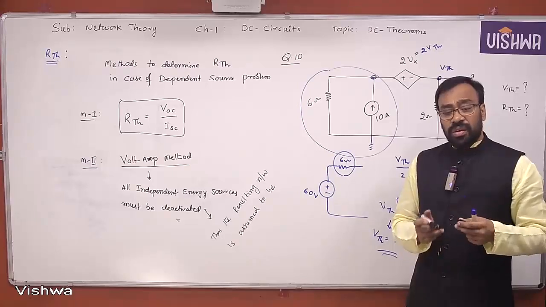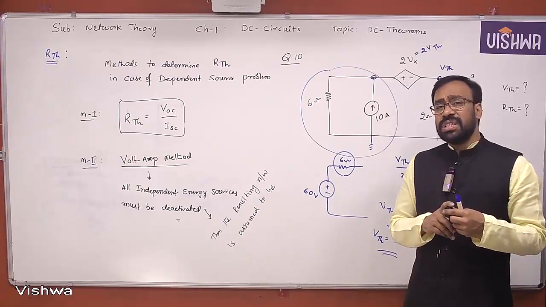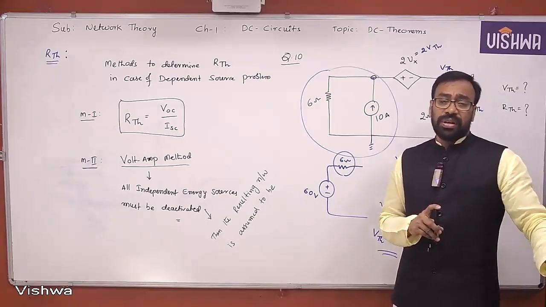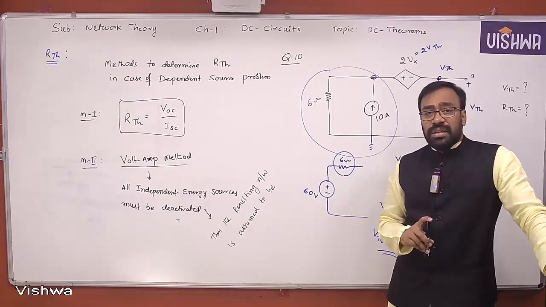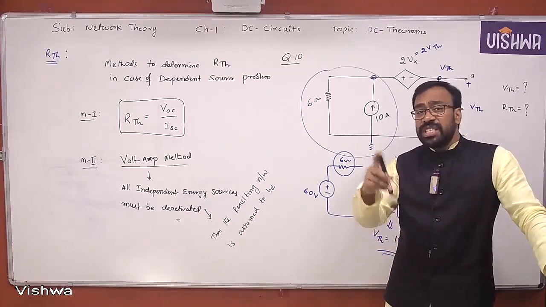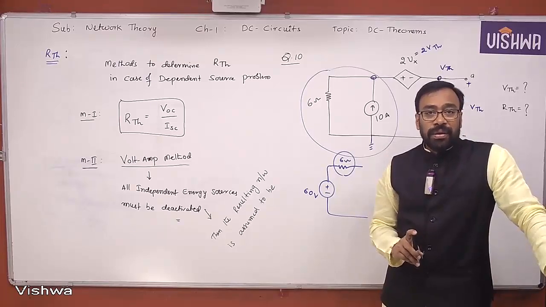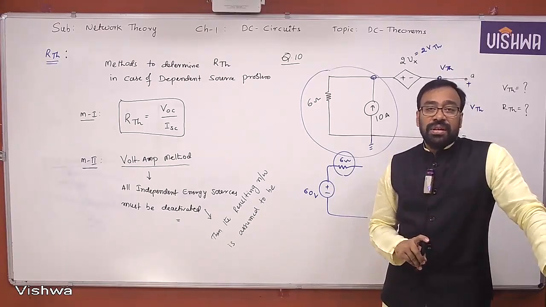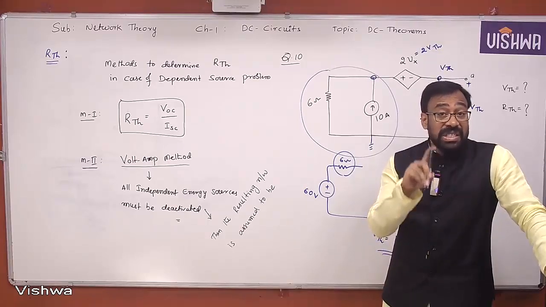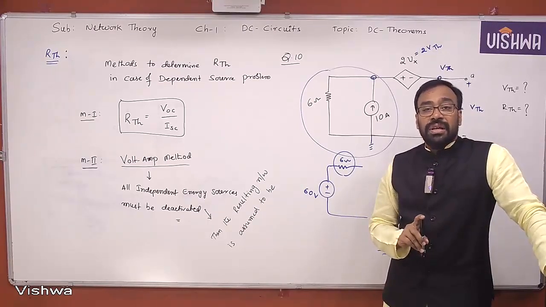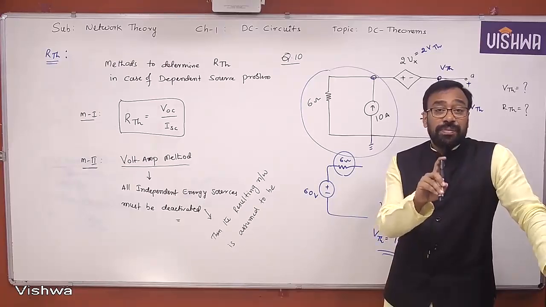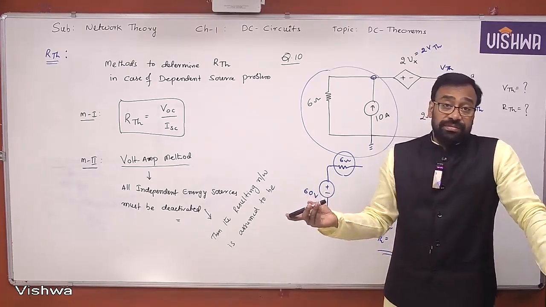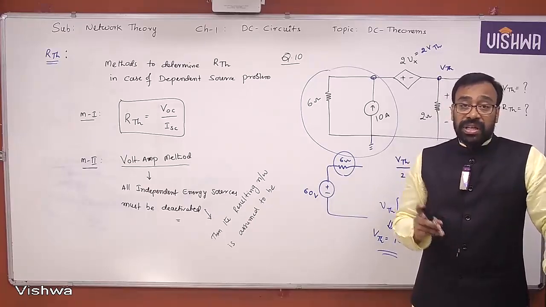Usually, when all independent sources are suppressed and you do not have any dependent source in the given network, what is the resulting network? The resulting network is obviously a passive network. But now, in the presence of a dependent source, this is a very important point: the resulting network, after suppressing all independent sources, may or may not be passive. We do not know about the resulting network.